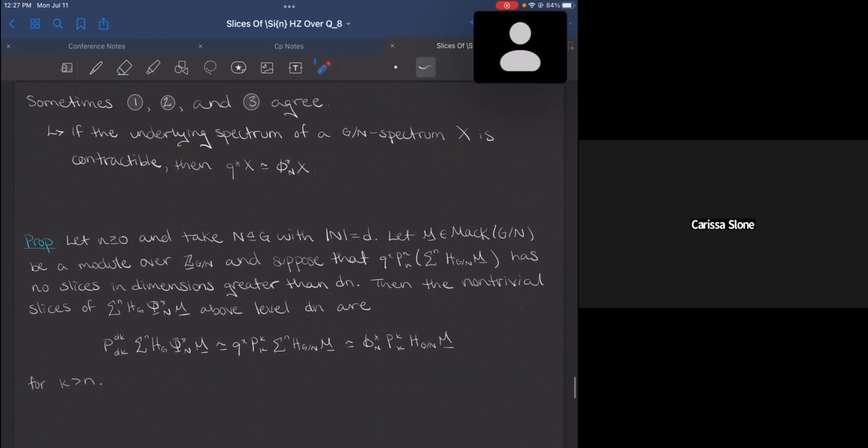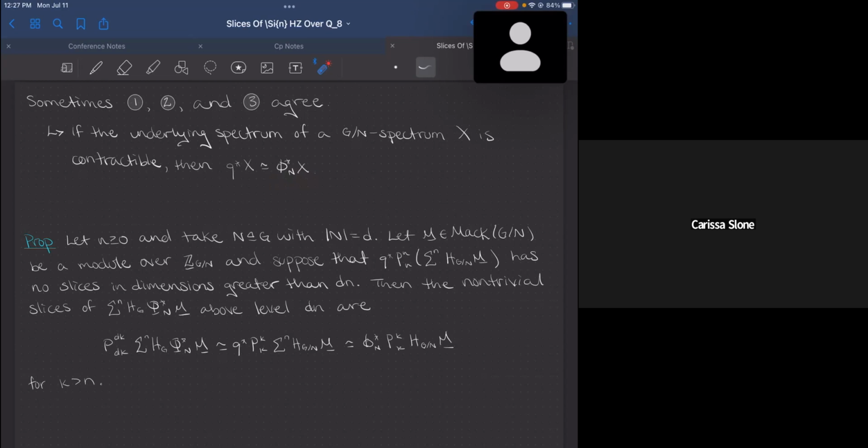Now, sometimes these 3 pullback functors agree. For example, if the underlying spectrum of some G mod N spectrum X is contractible, well then Q star agrees with phi star.